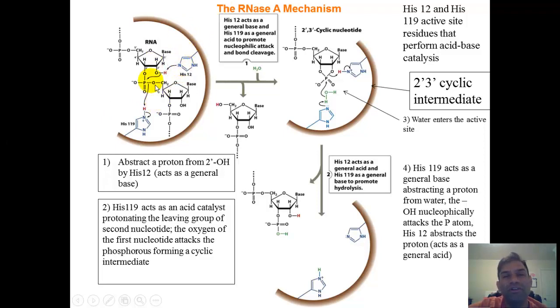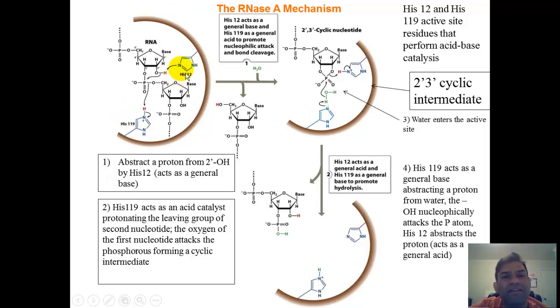So we have two conserved histidines, histidine 12 and histidine 119. It does not matter the number in the primary sequence, but it's just two histidines. Here's our substrate, the RNA molecule. All of this here is the other amino acids in the protein. Remember, it's got to fold into its correct three-dimensional shape. Also, it's got to fold correctly so that the substrate can fit into the active site and the two histidines can do their job in acid-base catalysis.